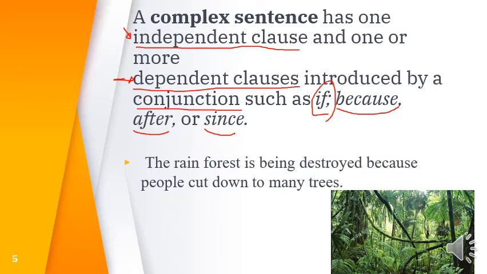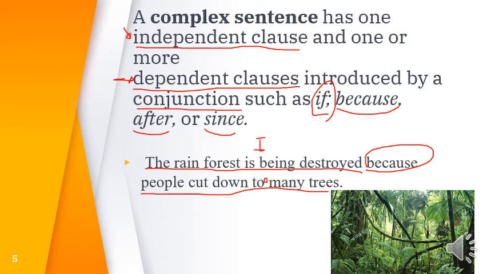The rainforest is being destroyed. This is the first independent clause. Now it is an independent clause. Why? Because it's put in a complex sentence. Because, conjunction, and now a dependent clause: people cut down too many trees. Okay, so because people cut down too many trees, this is a dependent clause. It cannot stand alone. Why? Because of this conjunction. Because I didn't mention the cause.